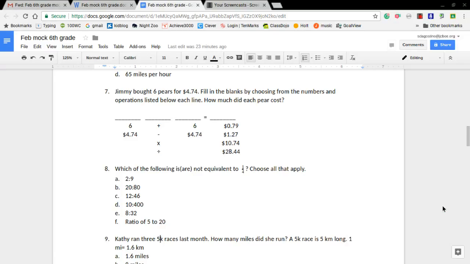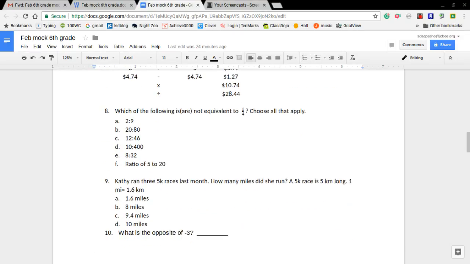Number 8, which of the following is or are not equivalent to 1/4? Choose all that apply. There may be more than one answer choice for this question. A, 2 out of 9. B, 20 out of 80. C, 12 out of 46. D, 10 out of 400. E, 8 out of 32. F, ratio of 5 to 20.